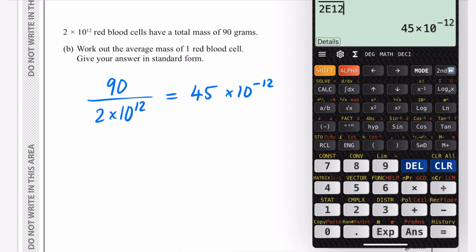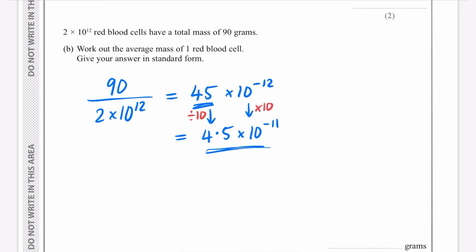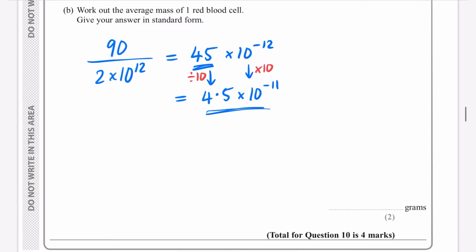Now that looks like it's in standard form, but it is not, because this first number needs to be between 1 and 10. So I'm going to divide that bit by 10, which means that I need to multiply this bit by 10 to balance it out, which actually means just increasing the power by 1. So minus 12 increases to minus 11. So the mass of 1 red blood cell is 4.5 times 10 to the power of minus 11.